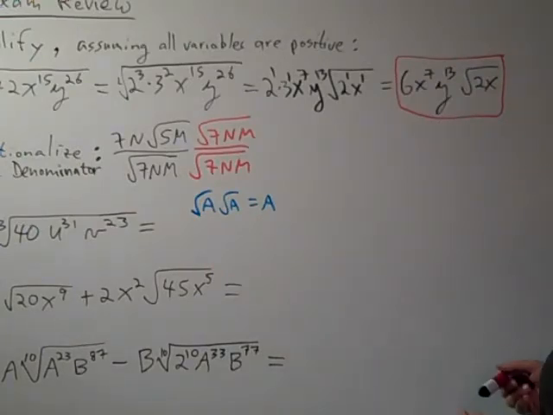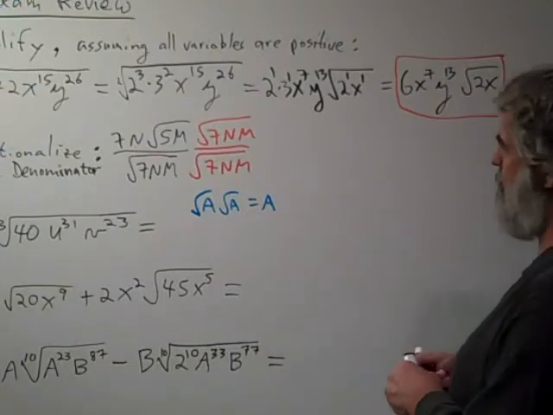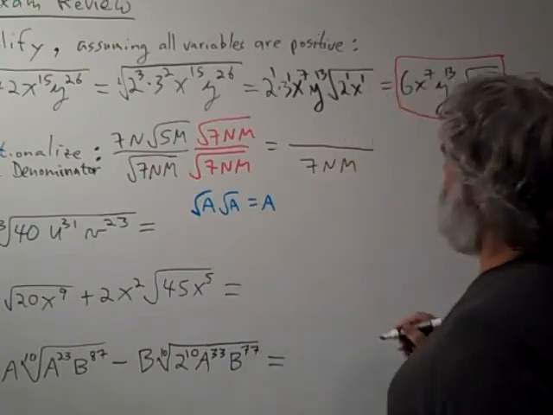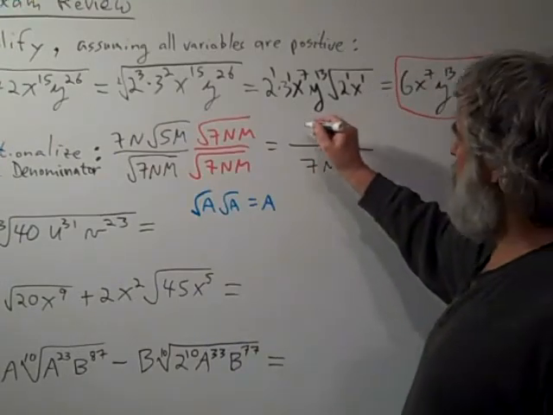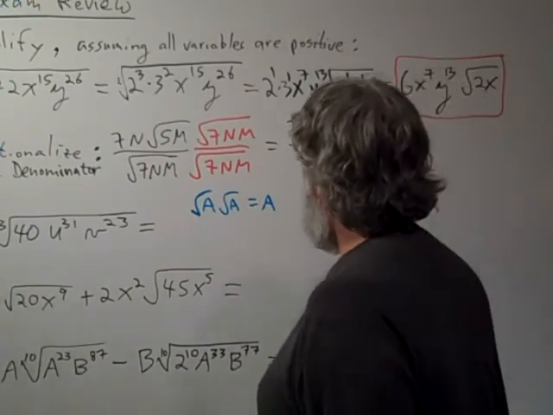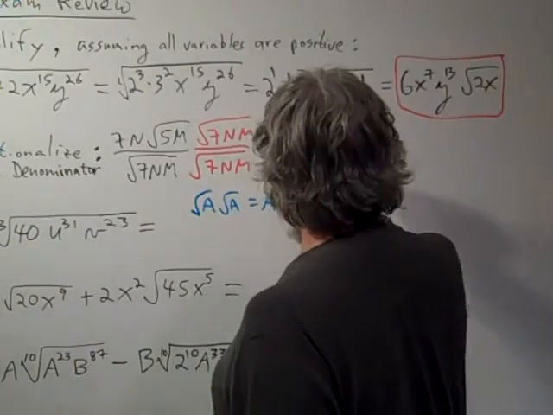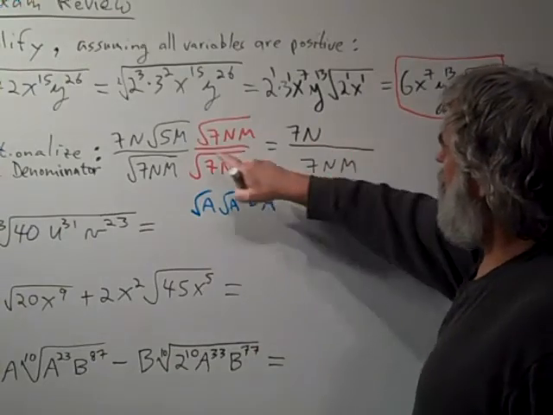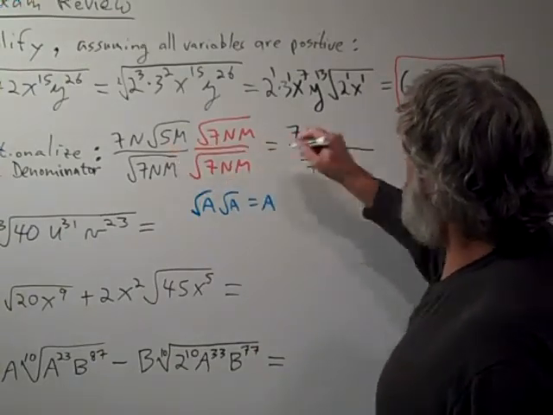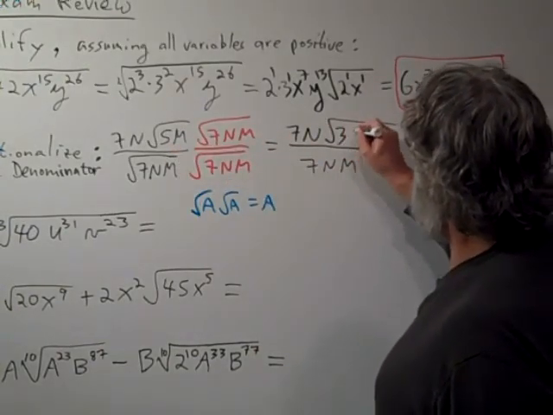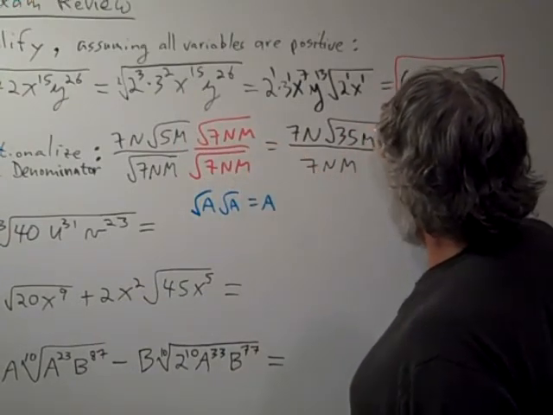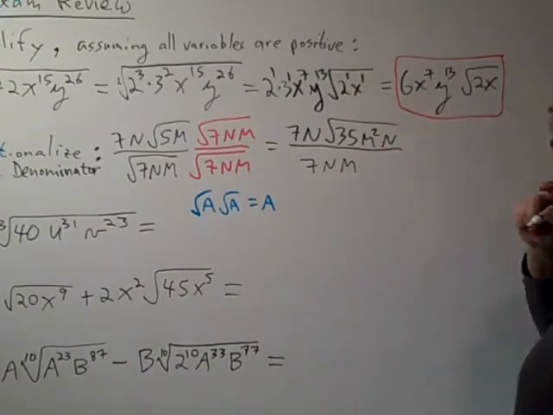So in the denominator, the result is 7nm. Gets rid of the radical. In the numerator now we have 7 times n, and then times radical 5 times radical 7 is radical 35. And m, so it's m squared n under there.